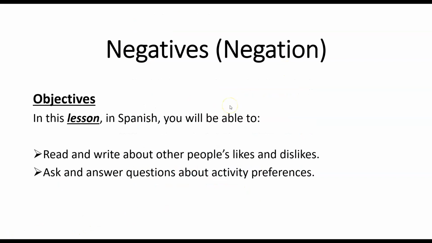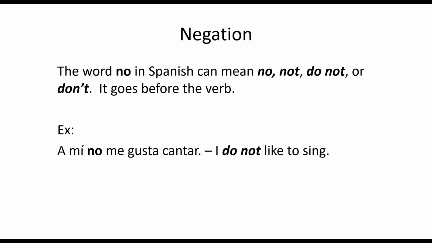Negatives. In this lesson in Spanish, you'll be able to use negatives to read and write about other people's likes and dislikes and ask and answer questions about activity preferences. So, negation. To say no to something. The word no in Spanish can mean no, not, do not, or don't, and it goes before the verb. The verb me gusta cantar, right? I like to sing. A mí no me gusta cantar.